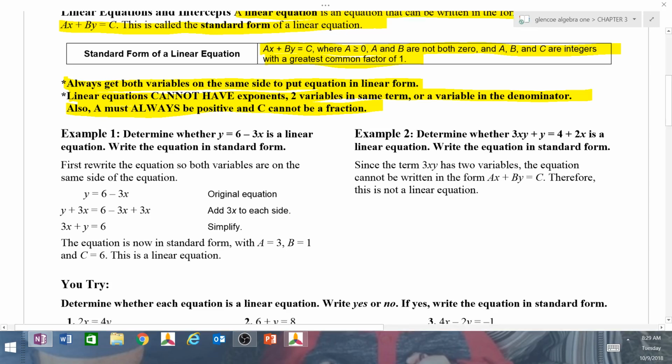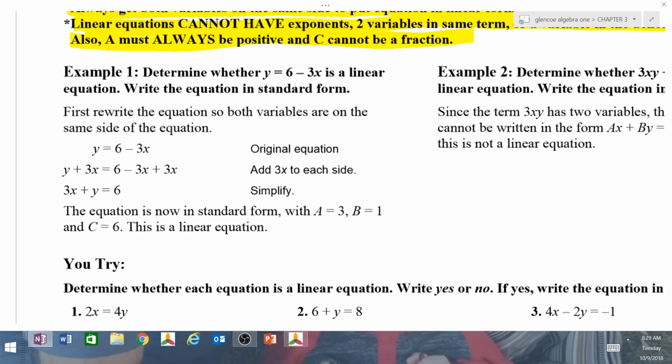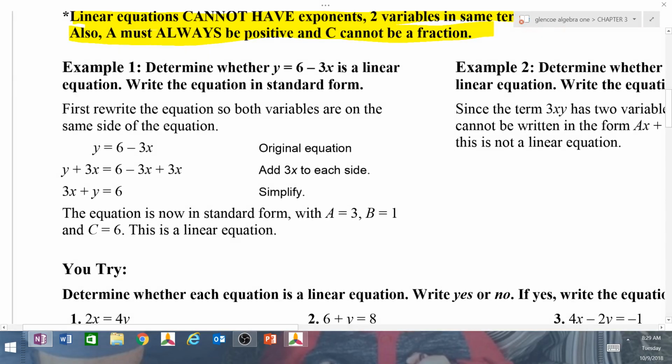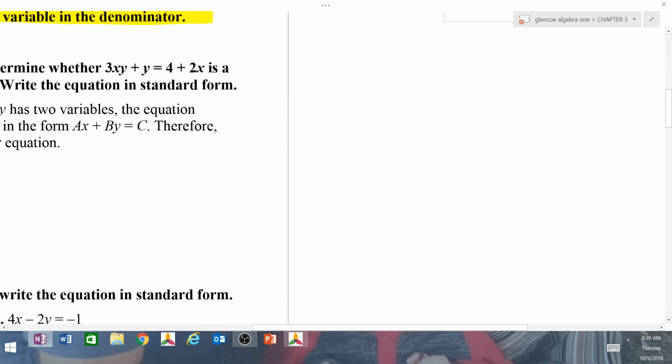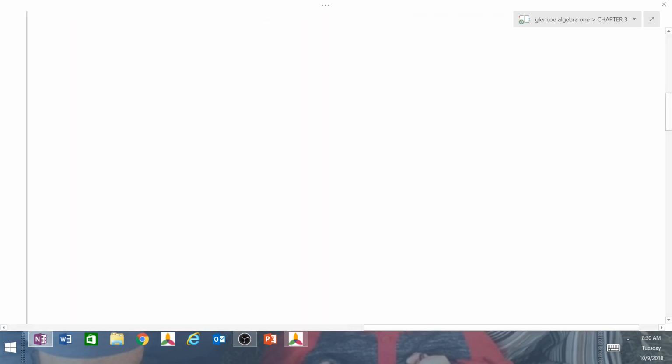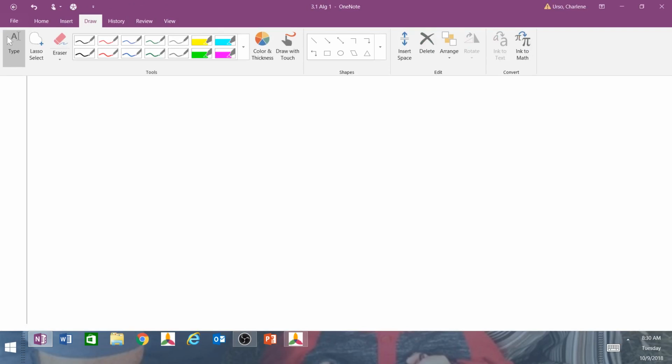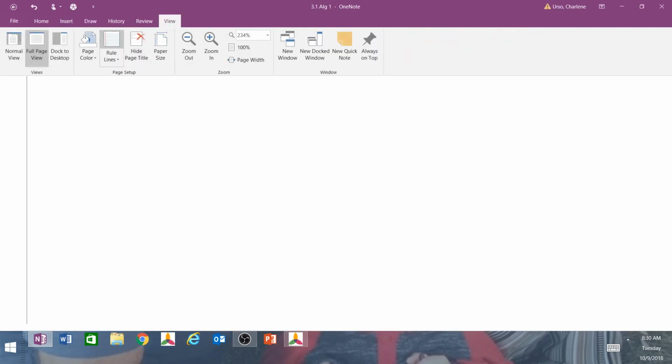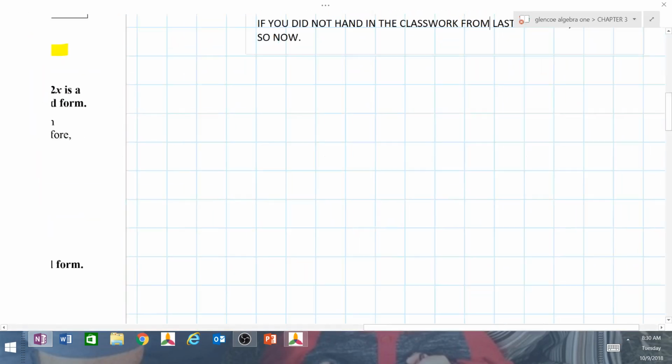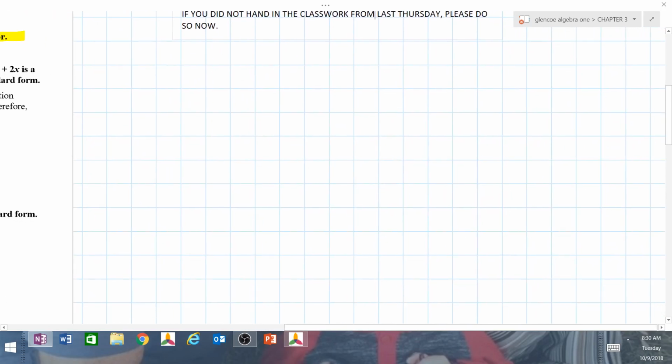So let's go ahead and take a look at example 1. Now, example 1 is in your notes. Yes? Example 1, determine whether y equals 6 minus 3x is a linear equation. So I'm going to work it for you. I know it's worked right in front of you, but I'm going to work it for you. Okay, so example 1.